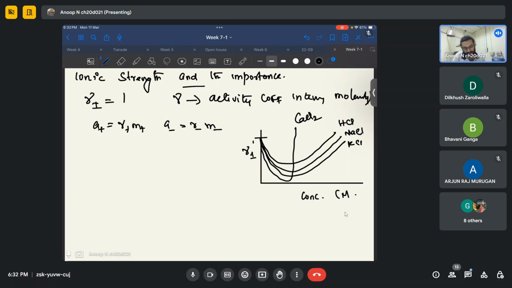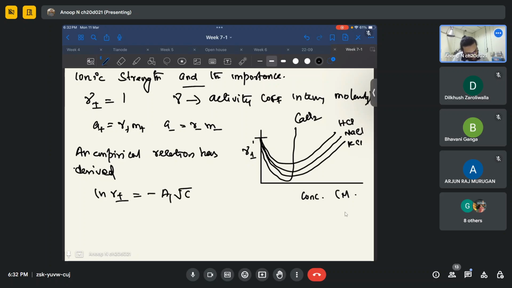So from this, an empirical relation has been derived. What is that relation? ln gamma plus minus is equal to minus A1 root concentration. Concentration here is in molar unit. A1 is a constant. So this kind of relation has been derived.